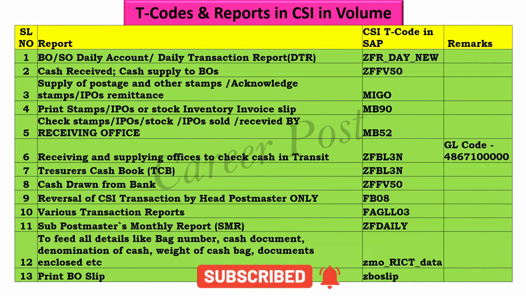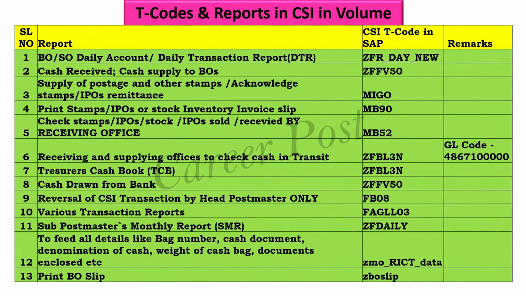Next one is various transaction reports. You can use this to generate various transaction reports of SB, RD, TD, MIS. Category wise also you can generate. FA GLL03. It is not O3. You should carefully see that it is FA GLL03. Next one is a sub postmaster's monthly report. It is ZF daily. That is the T code given in volume 6.